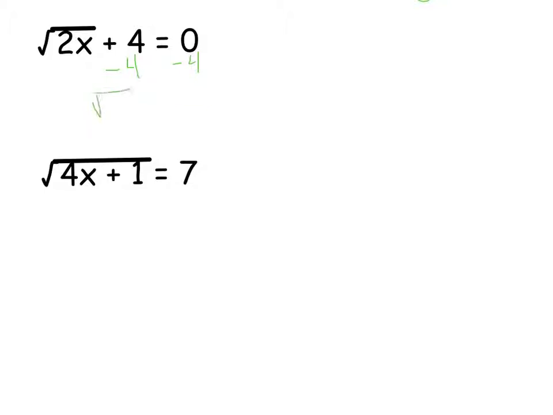So we've got the square root of 2x equals negative 4. We're going to square both sides, so that negative is going to go away. So we've got 2x equals 4 squared, which is 16. And if we divide by 2 on both sides, we get x equals 8.